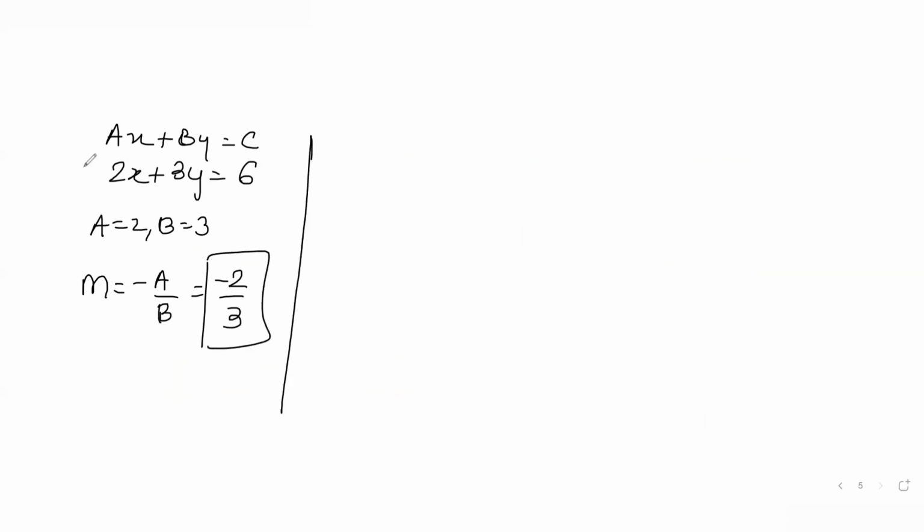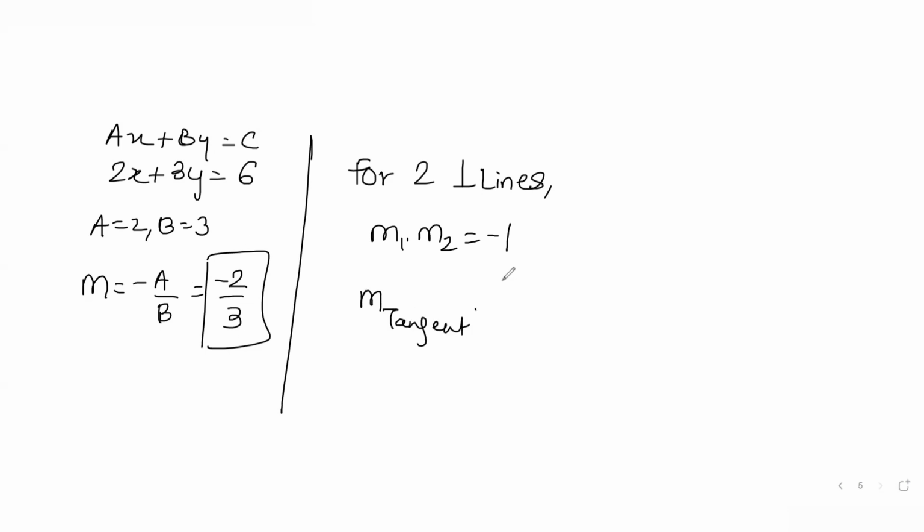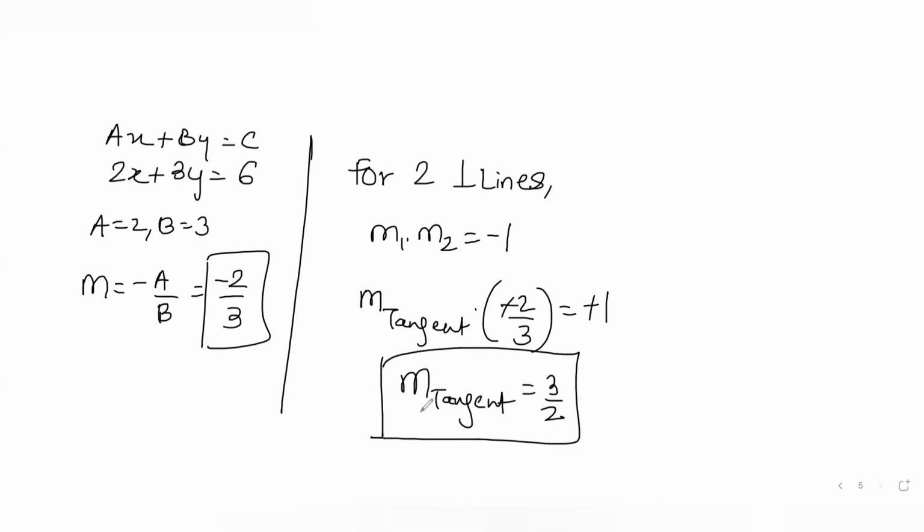I know that the tangent is perpendicular to the line. So for two perpendicular lines, we know the product of the slopes is equal to minus 1. So if I have the product of the slopes equal to minus 1, slope of the required line, that is your tangent, and slope of the other line, we know it is minus 2 by 3, is equal to minus 1. Minus minus gets cancelled. You get slope of the tangent as 3 by 2. So once you get the slope of the tangent as 3 by 2, now let's solve this.